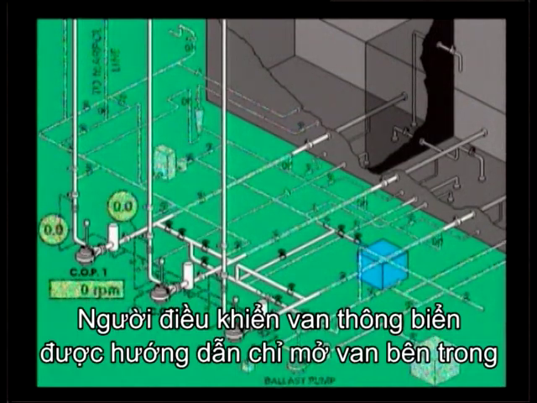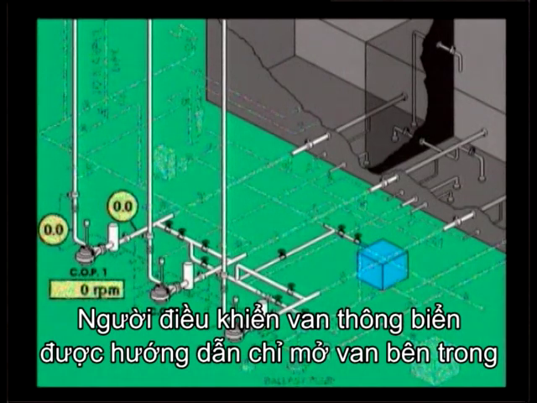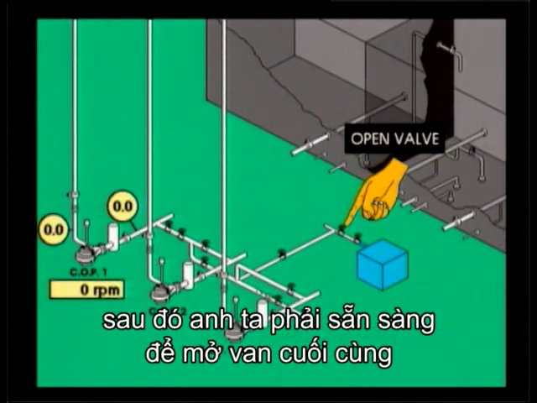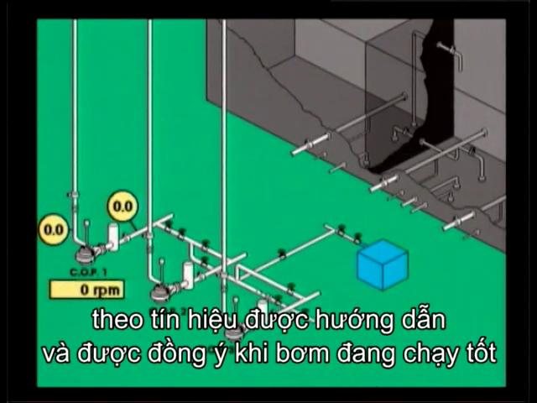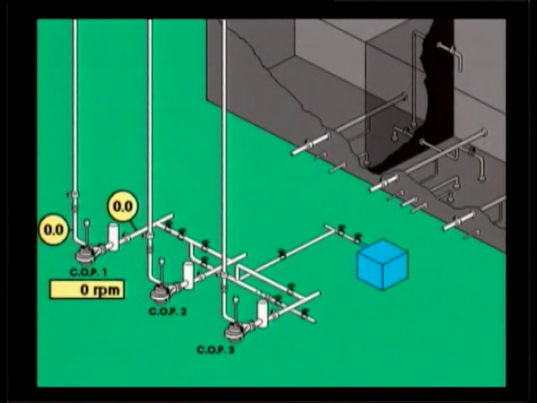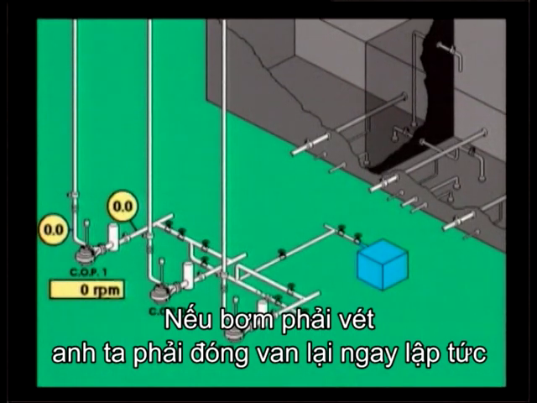The man operating the sea valves is instructed to open only the inner one. He should then be standing by to open the last valve at a given and agreed signal when the pump is running OK. He's also instructed not to fully open the valve at once. If the pump should trip, he must close the valve as fast as possible.